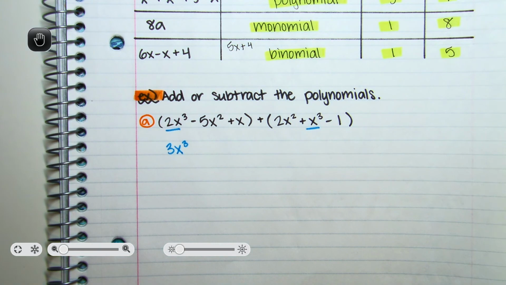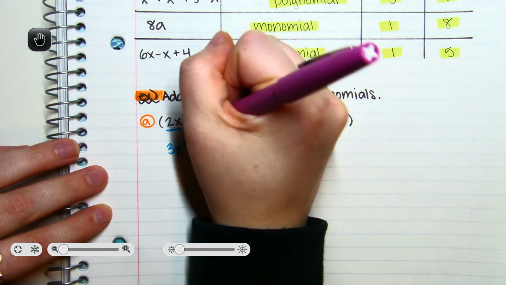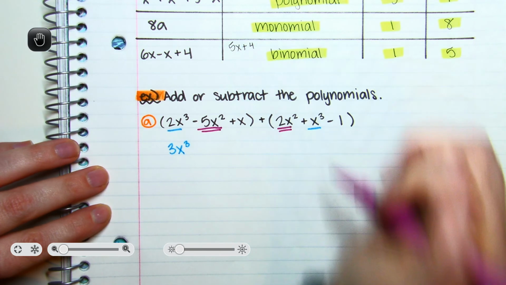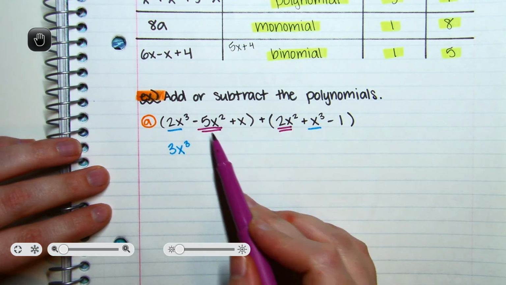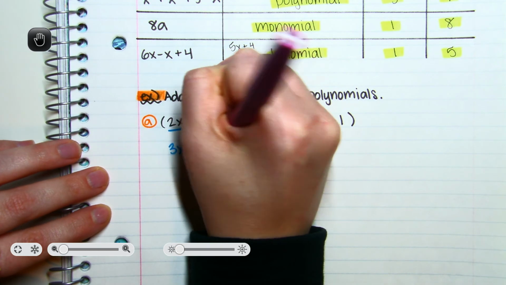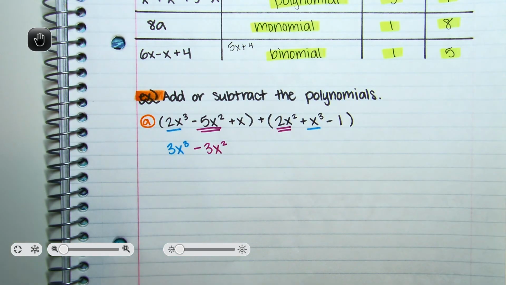Then my next highest power is the x squared, so negative 5x squared plus 2x squared. So if I have negative 5 and I add 2, I have negative 3x squared. And notice I'm doing just these different colors and underlining just to keep track of what I've used so far. You could also just cross them out as you go if you want.